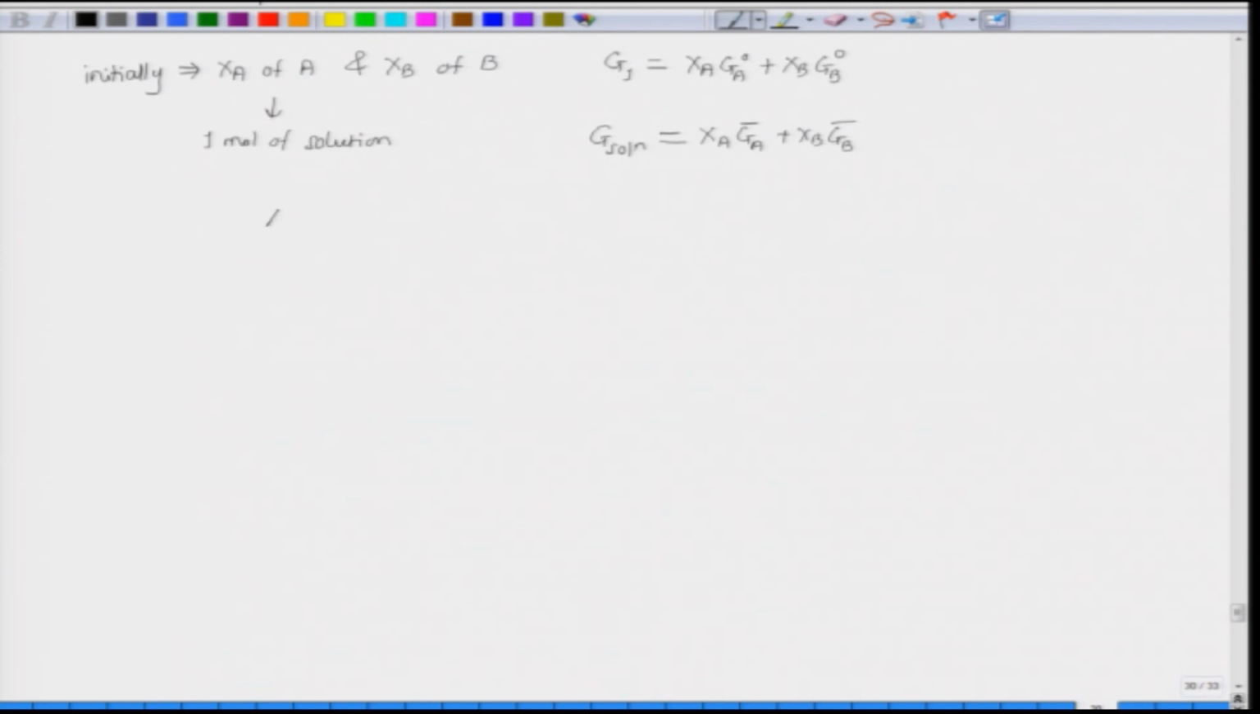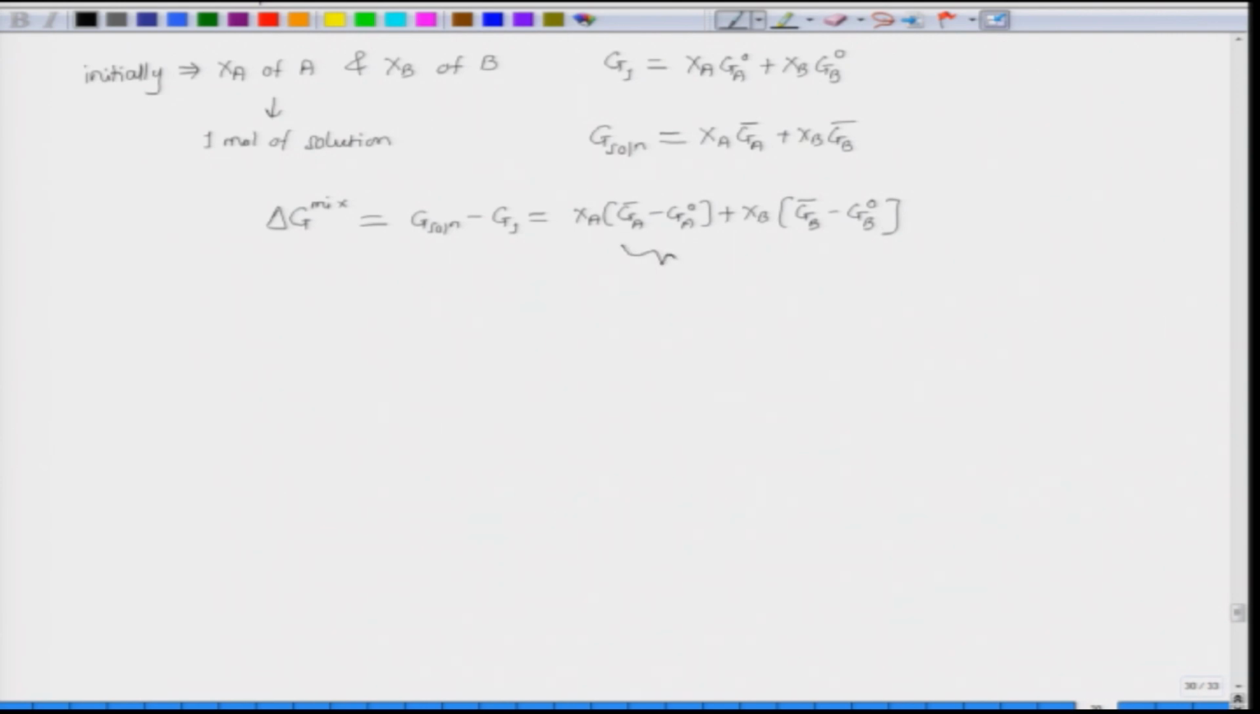right. So, the Gibbs free energy associated with the mixing process, more specifically this is molar Gibbs free energy, because we are forming 1 mole of solution from xA moles of A and xB moles of B, that will be delta G mix equal to G solution, the final Gibbs free energy minus initial Gibbs free energy, and from these two equations we can write it as xA times (GA bar minus GA0) plus xB times (GB bar minus GB0).